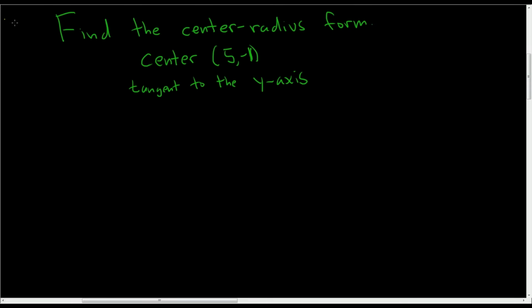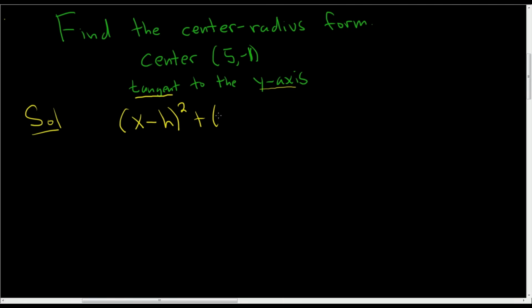All right, we're being asked to find the center radius form of a circle. We're given the center, and we're told that the circle is tangent to the y-axis. Tangent means just touches in Latin. So solution. Let's start by maybe writing down the formula of the center radius form of a circle.